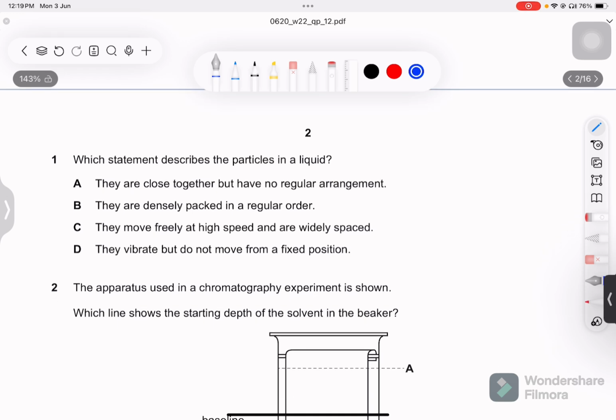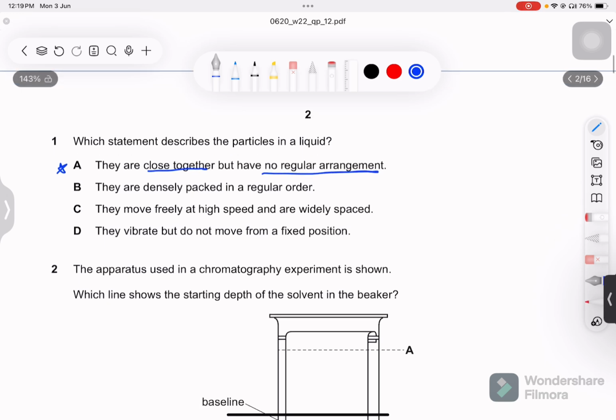So question 1, which statement describes the particles in a liquid? They are close together but have no regular arrangement. This seems to be correct. They are close together but not tightly packed, and they do not have a regular arrangement. They are randomly arranged. Let's look at the other options.